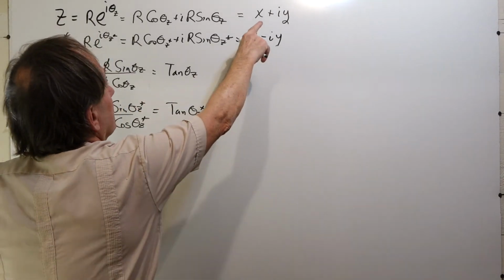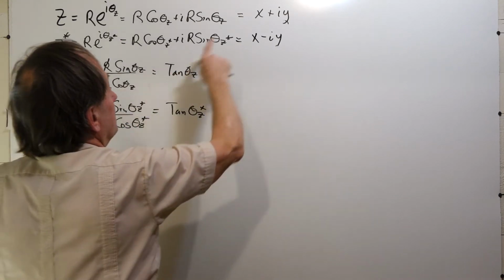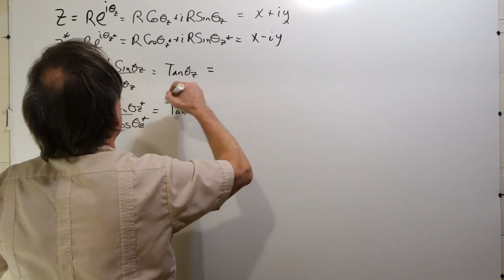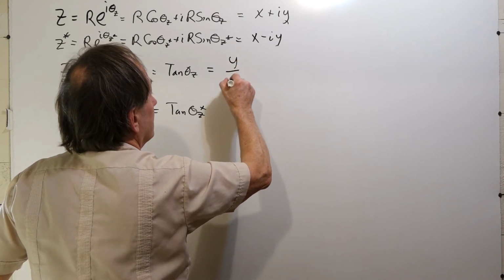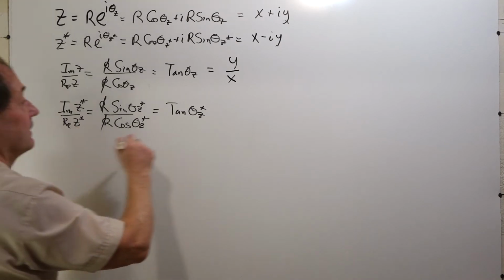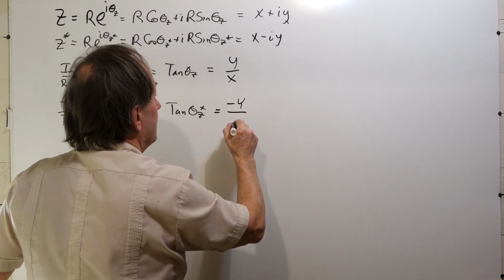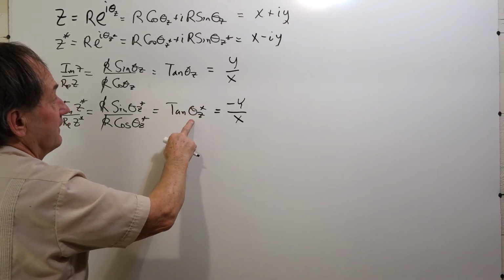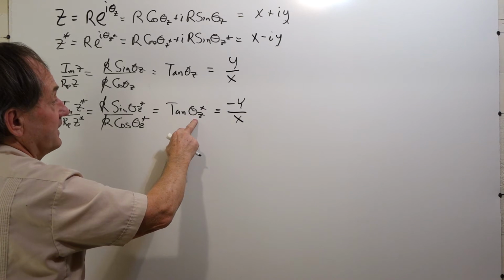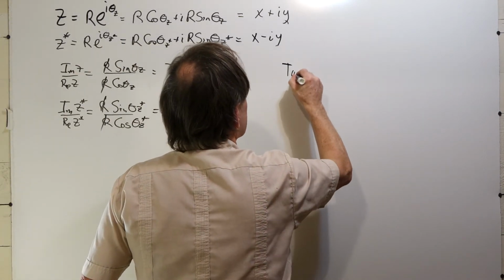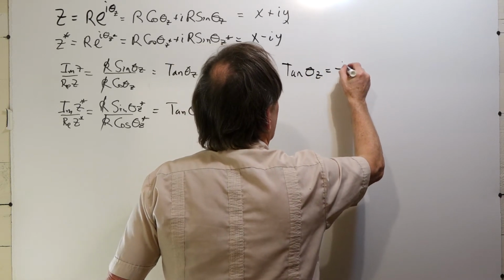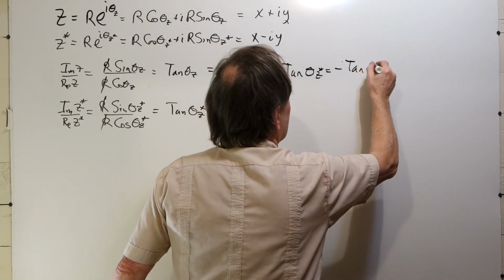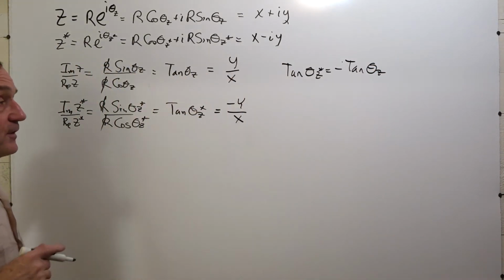Now, if we take, again, the imaginary part over the real part for z, the original complex number that we started with, the imaginary part is y, the real part is x. For the conjugate, the imaginary part is minus y, and the real part is x. So we see that the tangent of theta z and the tangent of theta z conjugate are opposite one another. So we get the tangent of theta z conjugate is minus the tangent of theta z. So the angles are opposite.